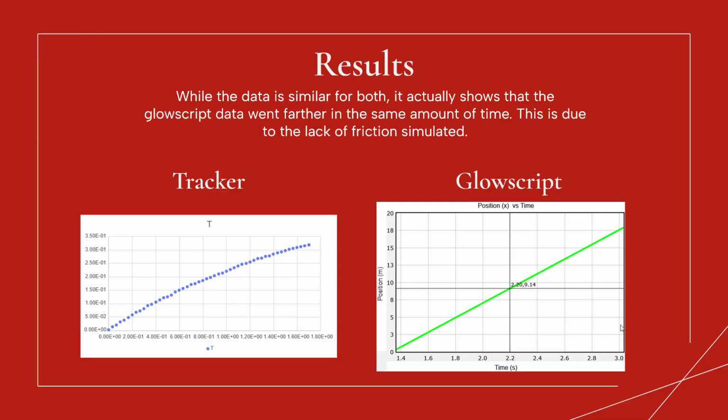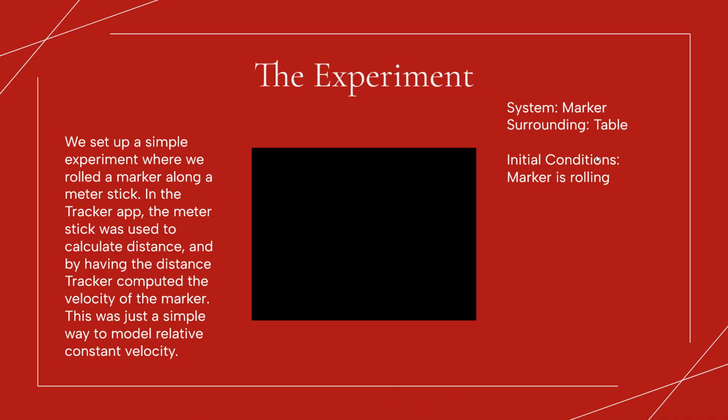And here are the results, just quick and easy. While the data is similar for both, it actually shows that the GlowScript data, this one, went farther in roughly the same amount of time, and this is due to the lack of friction simulated. We'll talk a lot about friction being the main difference between these two. So you can kind of see it starts to curve off and slow down, a little less steep. Well, here it's straight, and that's going to be due to friction. This is true constant. This is constant in real life where friction is involved.